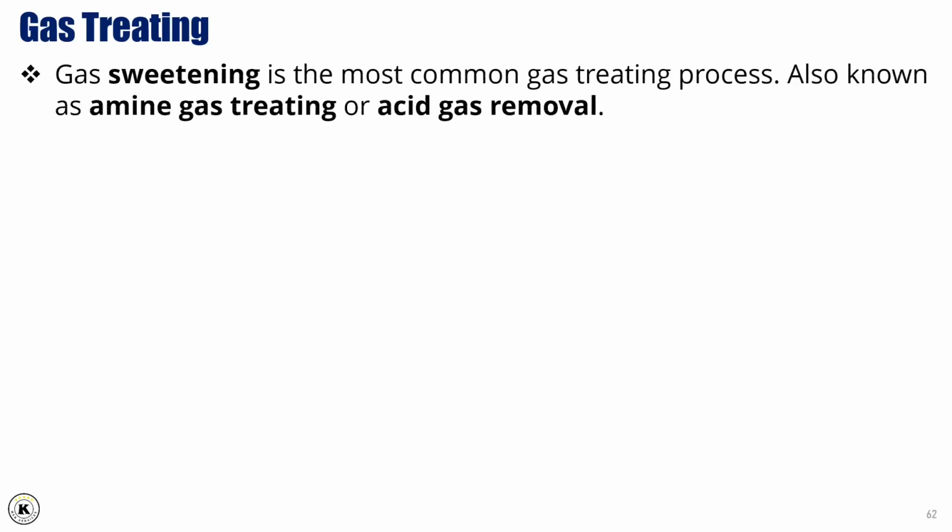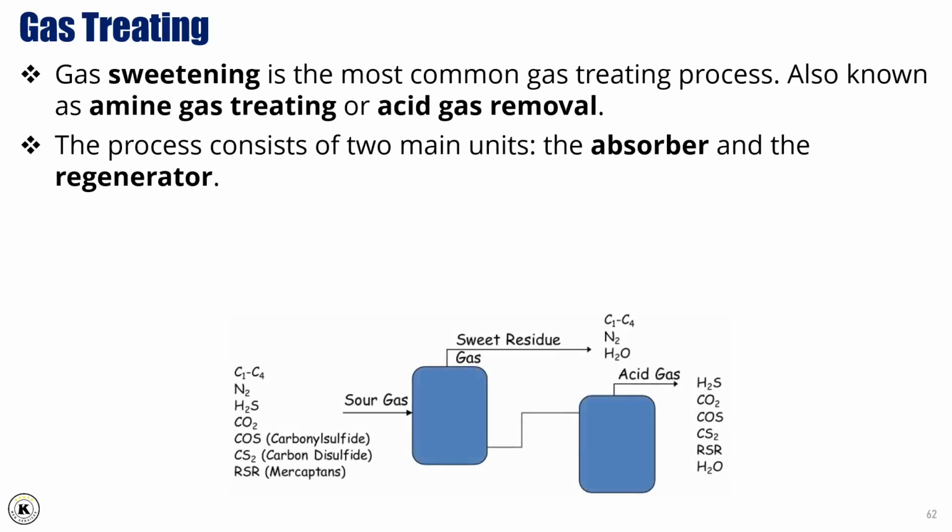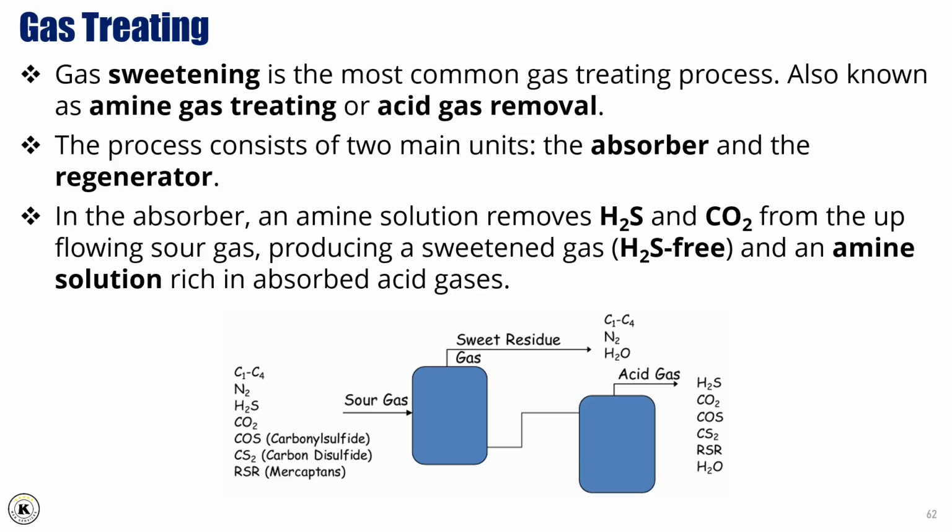Gas sweetening is the most common gas treating process, also known as amine gas treating or acid gas removal. The process consists of two main units, the absorber and the regenerator. In the absorber, an amine solution removes H2S and CO2 from the upflowing sour gas, producing a sweetened gas, H2S free, and an amine solution rich in absorbed acid gases.